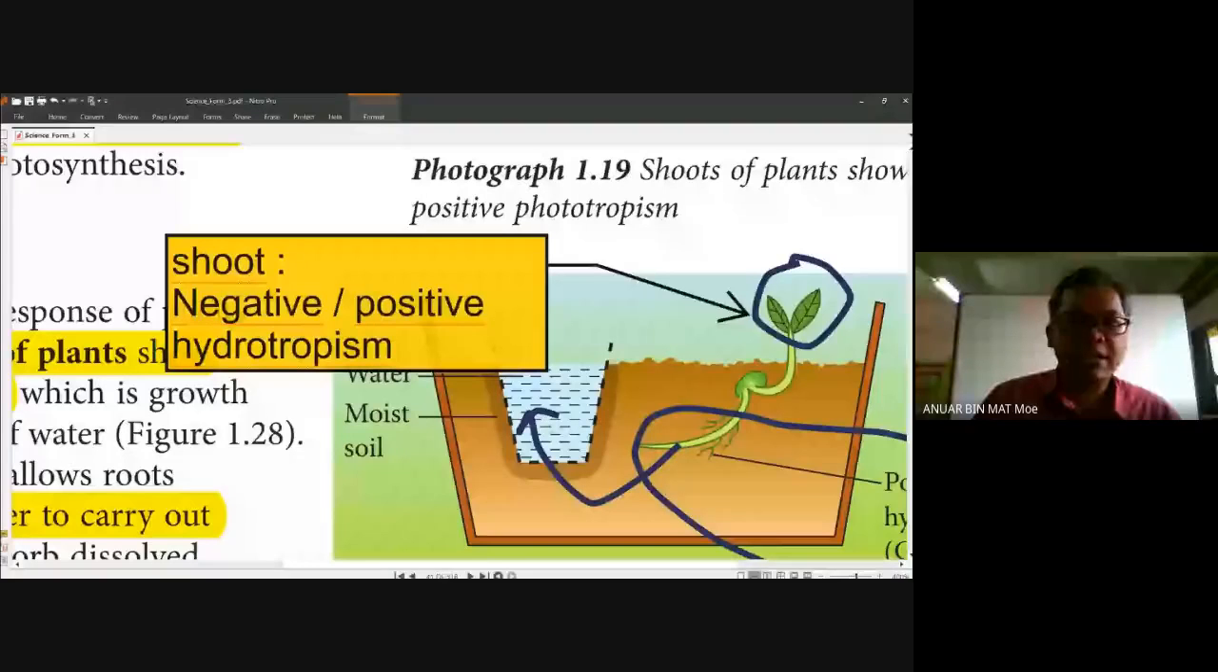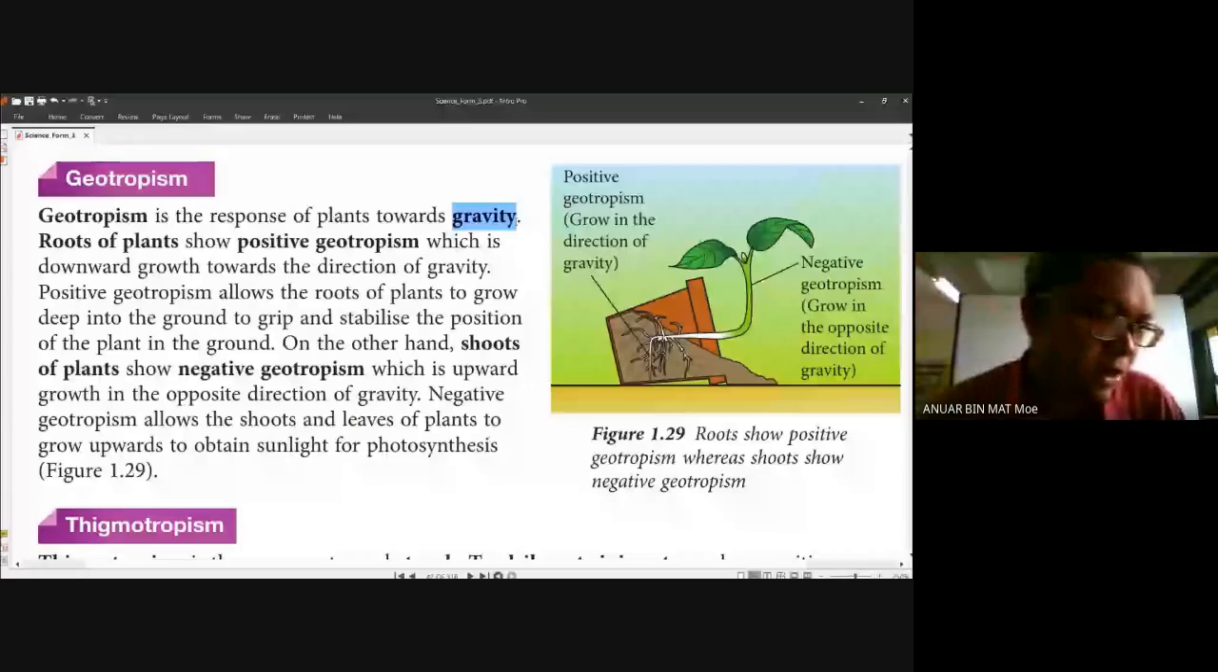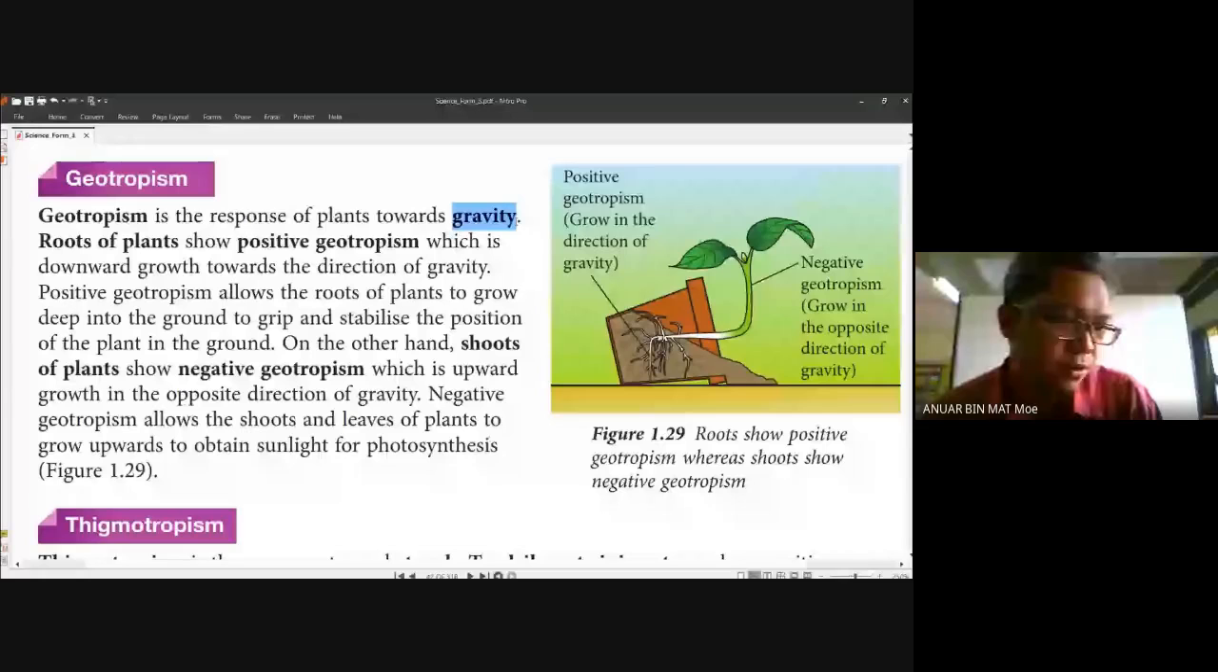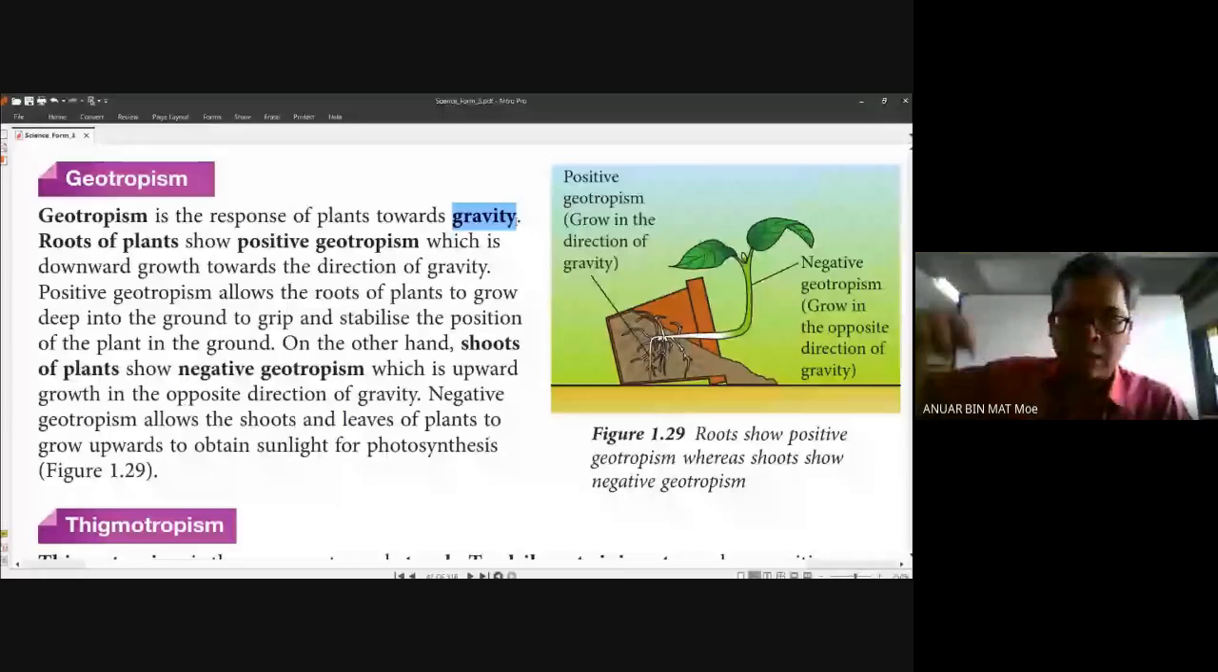The next tropism, we call it geotropism. Geotropism. Ini macam geografi lah ni kan. Kamu sudah belajar geografi. Geo mean what? Geo mean gravity. Gravity, di mana arah gravity? Okay, already. Gravity mean what? Towards the earth or away from the earth?